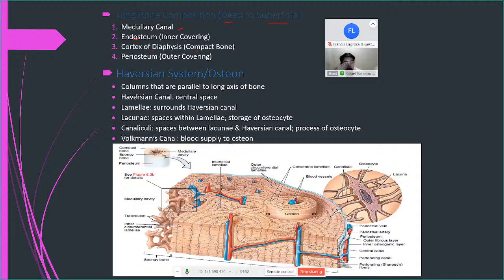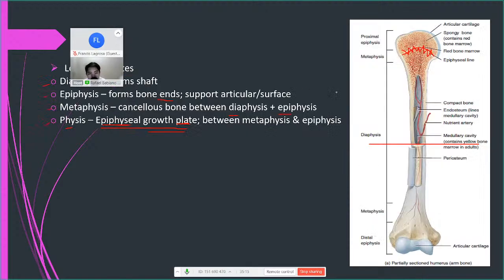The Haversian system, you can also see this, as I said, when you cut the bone and then you look at it inside. So, for example, this is the bone, you cut it here, then you look at it inside. The Haversian systems are columns that are parallel to the long axis of the bone. So if you look at this bone, they run like this, parallel to the long axis.